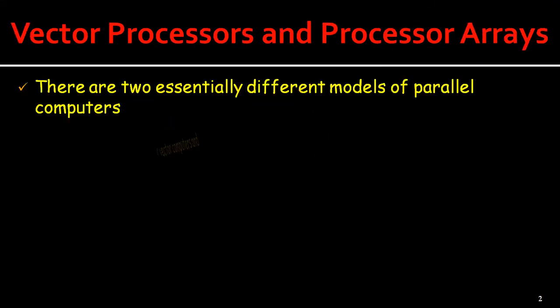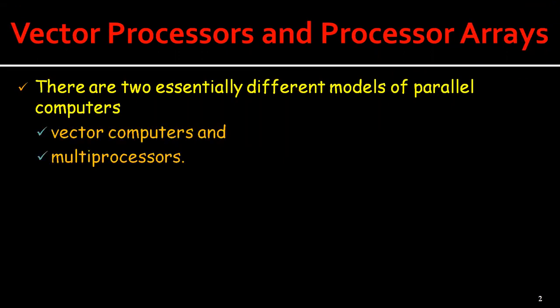Today in this lecture, let us discuss vector processors and processor arrays. There are two essentially different models of parallel computers. One is vector computers and the other one is multiprocessors. A vector computer is simply a computer that has instructions that can operate on a vector.